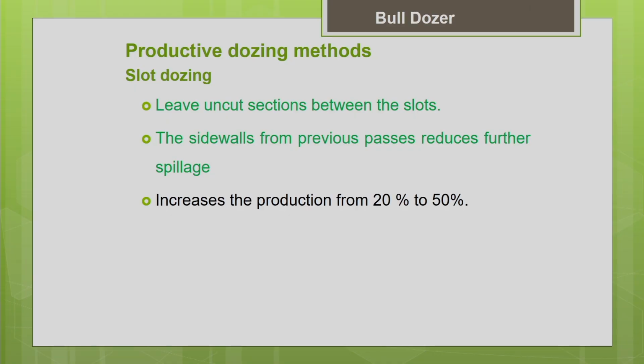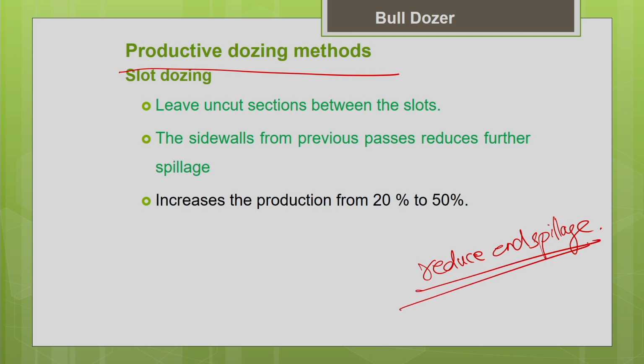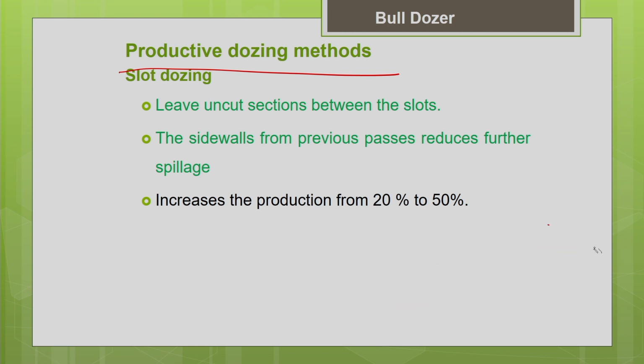Now, let us see the dozing methods which are commonly adopted to enhance the productivity of the bulldozer. To enhance productivity, I need to reduce the end spillage of the material which happens at both ends of the blade. How to reduce the end spillage? What are the dozing methods which can help? One such method is the slot dozing method.